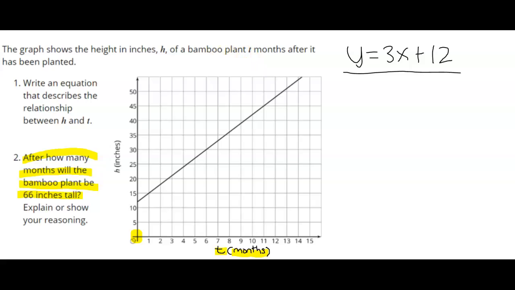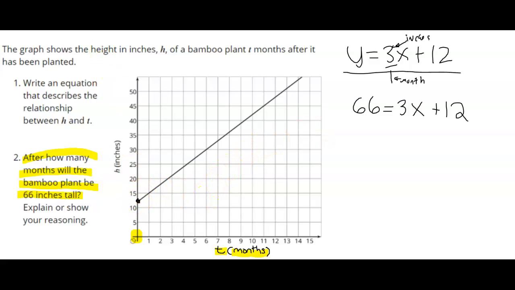Okay. So the first thing we know is that when we started tracking, this plant was already 12 inches tall. We still don't know the amount of months, right? But we do know that for every 1 month, that bamboo grows 3 inches. Okay, so we know that. What are we trying to find out? How many months will it take for that bamboo plant to be a total of 64 inches?